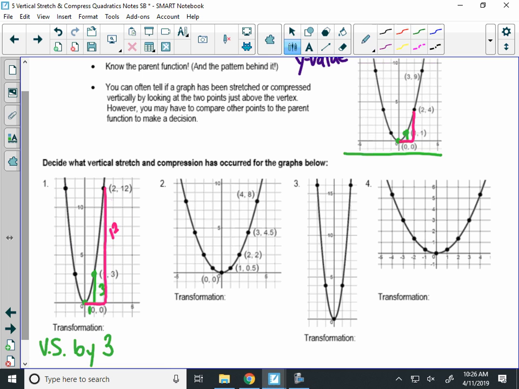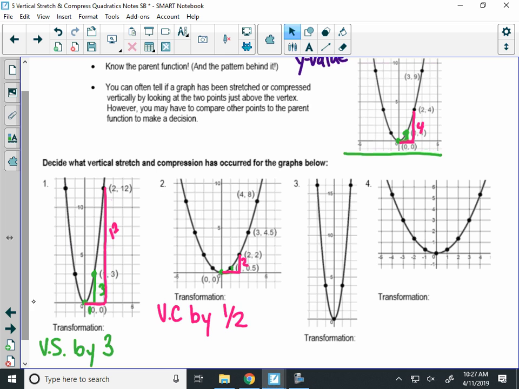All right, the next graph. Again, if I start at the vertex, if I go out 1, it looks like I go up 1/2. Normally I go out 1, up 1. So 1/2 is half of 1. Let's look at the 2. If I go out 2 x values, I go up 2, and usually I go out 2 and up 4. 2 is half of 4. So here, since that half is smaller than 1, I have a vertical compression by 1/2. So it's half as tall.